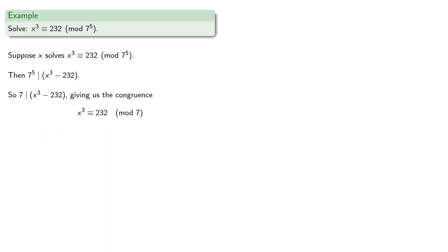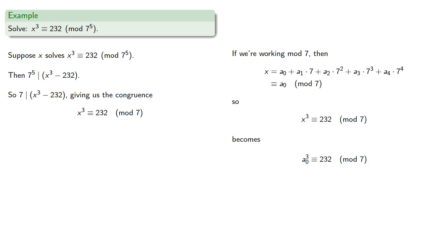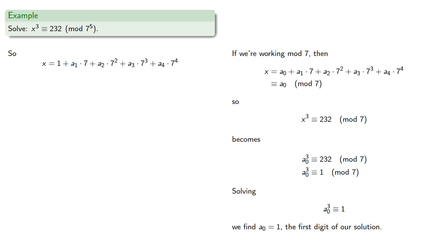Again, if we're working mod 7 and we assume that x is some number base 7, then x will be congruent to just that first digit. So our congruence becomes a0 cubed, and we can reduce that to 32 as well. And so this gives us a much simpler congruence, which we can solve by trial and error. And again, since we're working mod 7, we only have to try numbers up to 7. And we find that a0 is 1, which will be the first digit of our solution. So we know that x is 1 plus something.